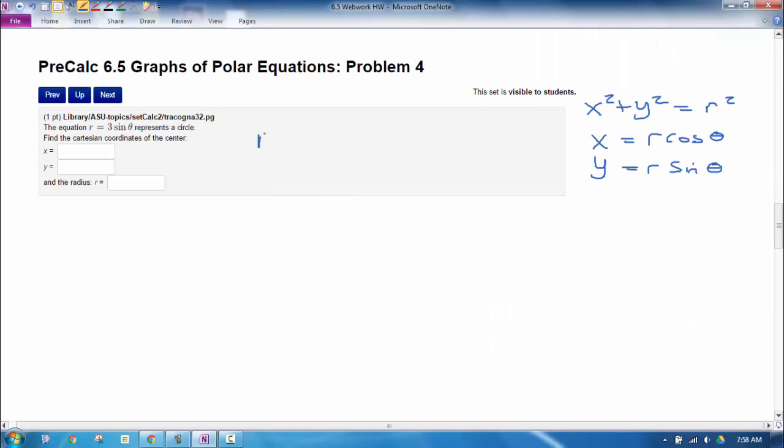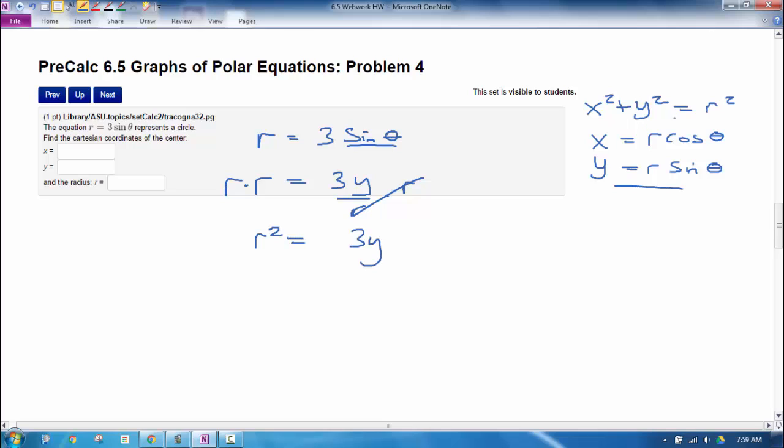Okay, the next problem, I have r equals 3 sine of theta. Once again, sine of theta I'm going to replace with y over r right from this equation. So it becomes r equals 3 times y over r. I'll multiply both sides by r. This gives me r squared equals 3y. Now r squared is right here, x squared plus y squared.